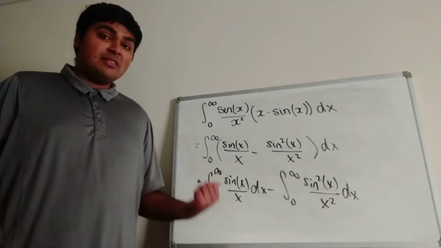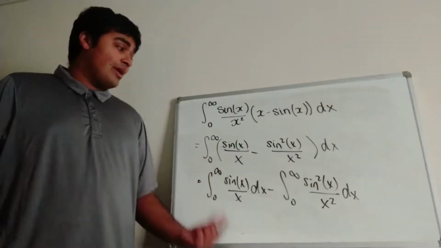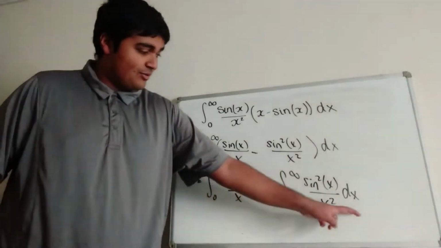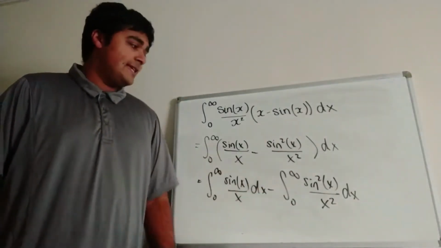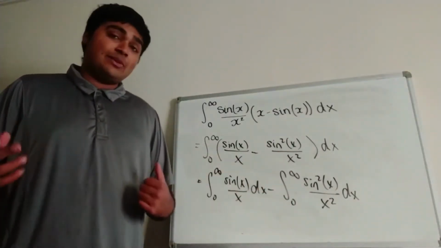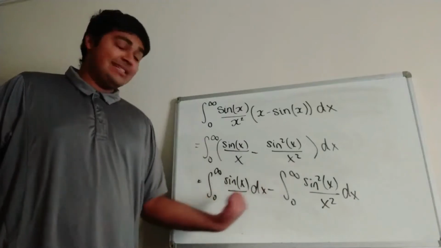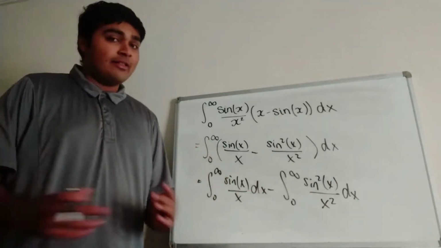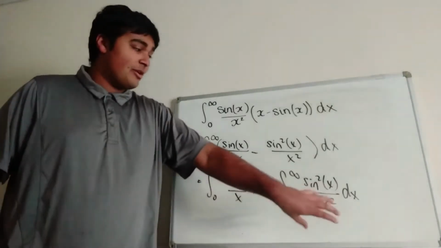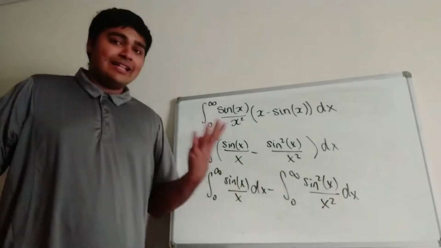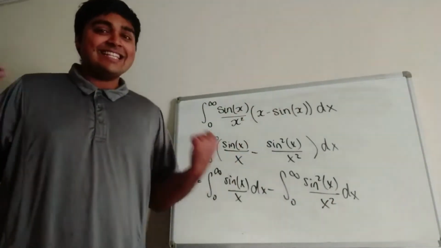Okay, so we want to show that this thing here is 0, and I guess one way we can do that is by showing that this integral here, the integral from 0 to infinity of sine squared x all over x squared dx, is the exact same thing as this guy here, so they cancel one another out. So that's exactly what we're going to be doing, showing that this integral equals this integral, and then that will show that this integral here is 0.